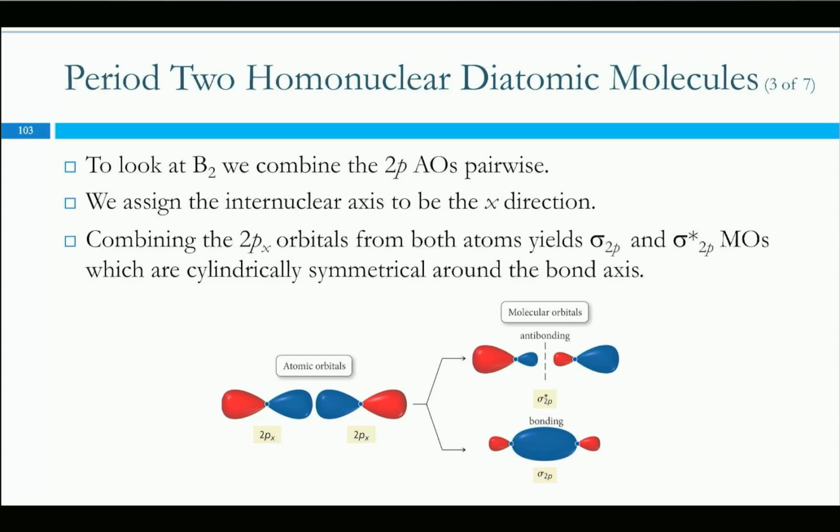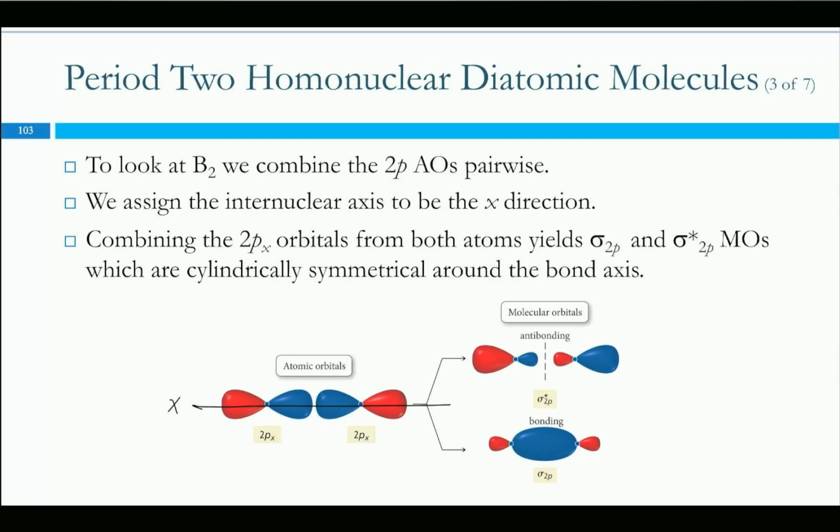So moving on from beryllium, the next element would be boron. And now we've got some p orbitals. If you remember, the p orbitals are each on a different axis. So we're just saying here that we assign the internuclear axis to be the x direction, meaning we're going to use the p orbital on the x-axis. So these are already drawn in. This axis is the x-axis, so those are 2 px orbitals. And when those come together, I get an anti-bonding and a bonding orbital.